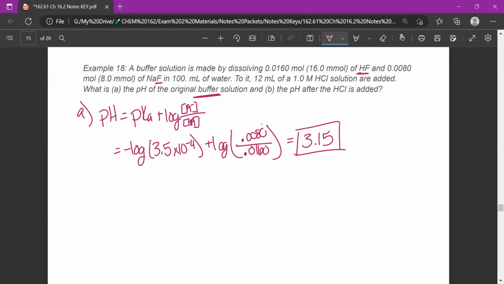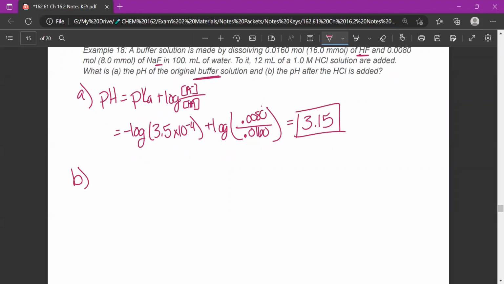Now, what happens when I add some acid to it? Okay, so we have to do BCA first. We get some neutralization going on, right? So I'm adding 12 milliliters of 1 molar hydrochloric acid. So I'm adding H plus. What is that going to react with? Well, it's going to react with the base part. So does it react with HF or F minus? Well, it's got to be F minus, and it makes HF.